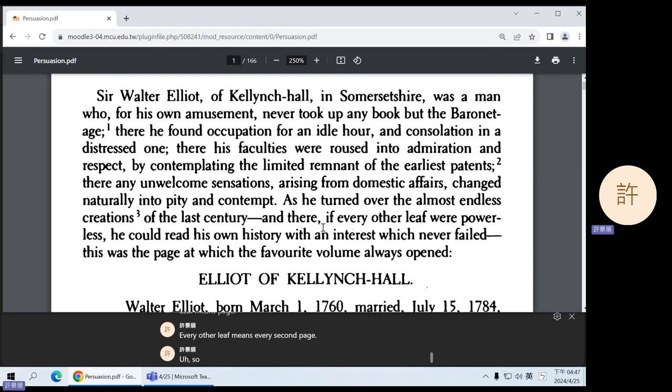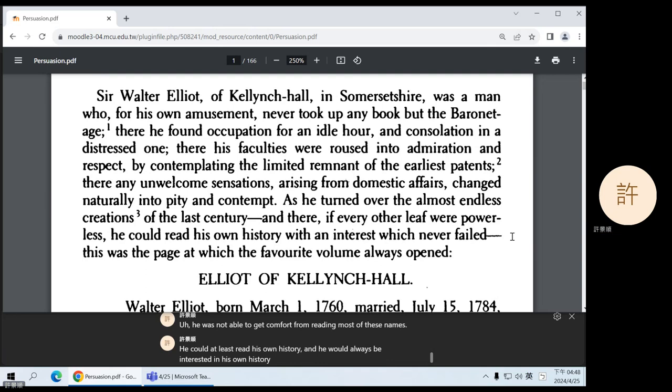So even if he was not able to get comfort from reading most of these names, he could at least read his own history, and he would always be interested in his own history. So we're starting to get a sense of what kind of person he is.